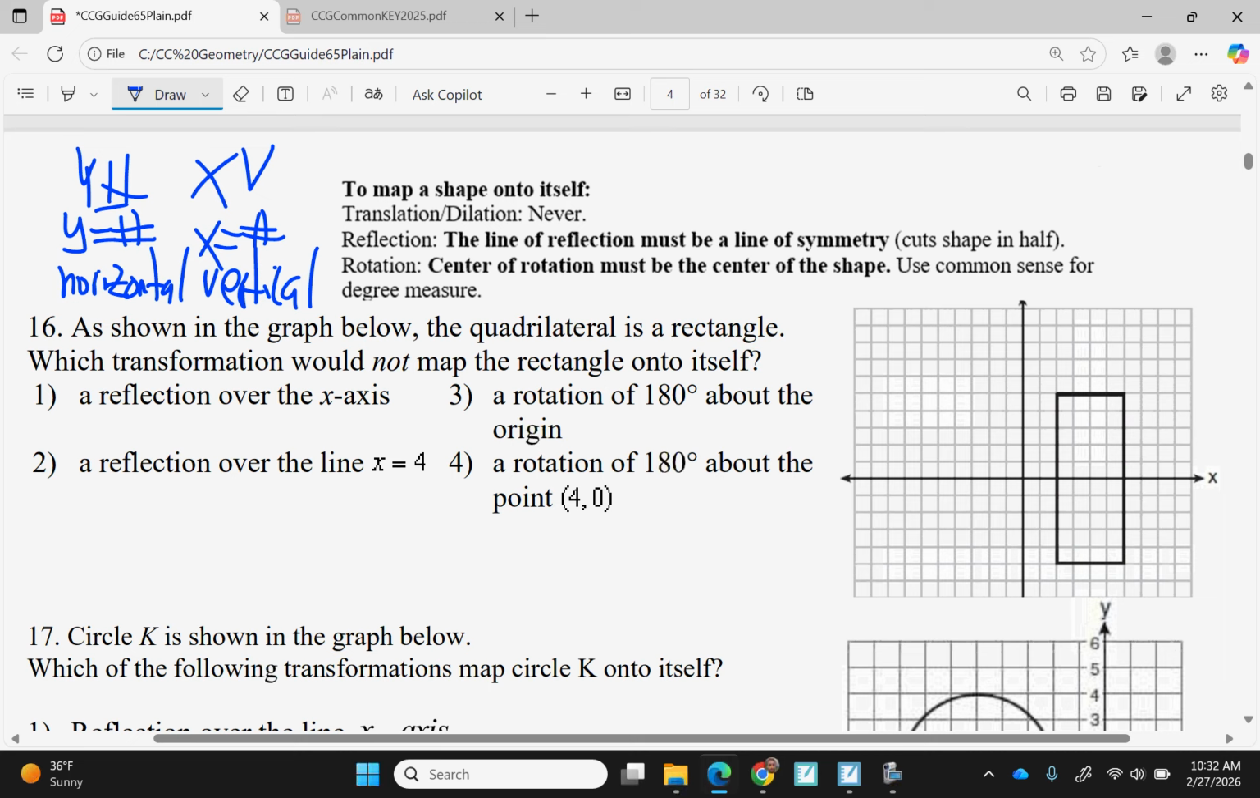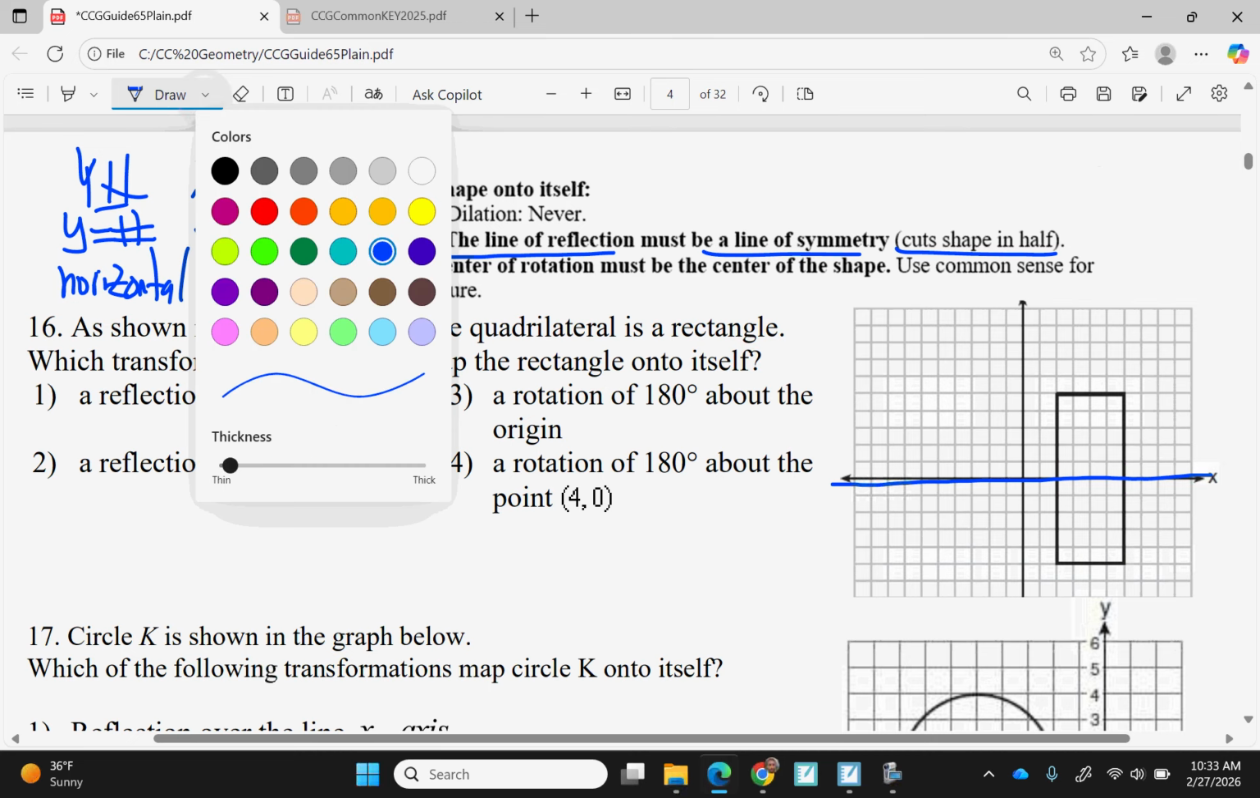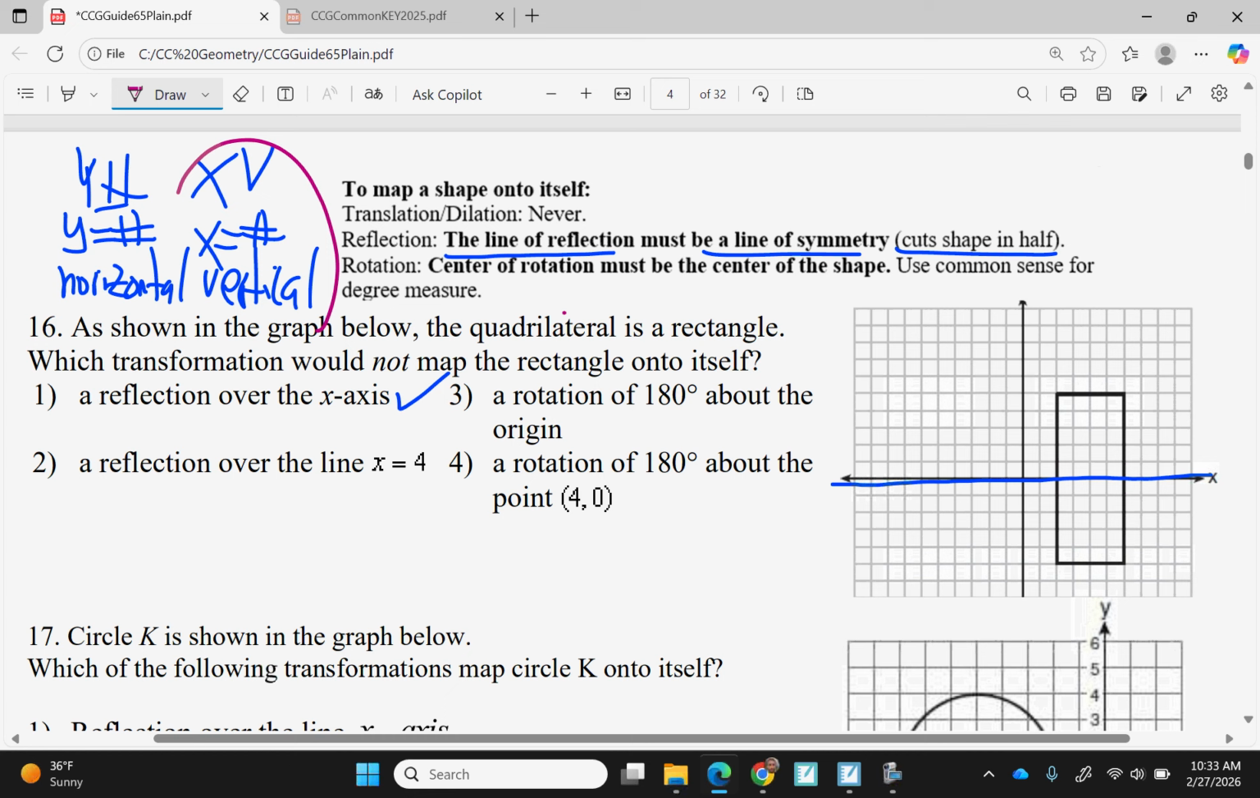So the two rules are line of reflection equals line of symmetry. For a reflection, the line of reflection must be a line of symmetry, meaning it must cut the shape in half. So the x-axis: is the x-axis a line of symmetry? Does it cut the shape exactly in half? Yes. X equals 4. Well, we need to know that x equals 4 is a vertical line at 1, 2, 3, 4. That's my x equals 4. So is x equals 4 a line of symmetry? Does it cut the shape exactly in half? Yes.